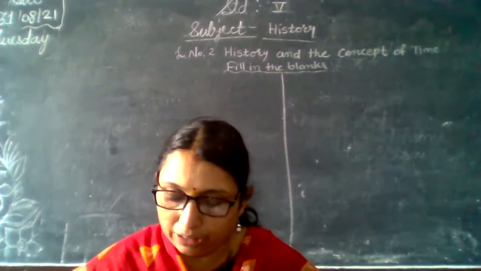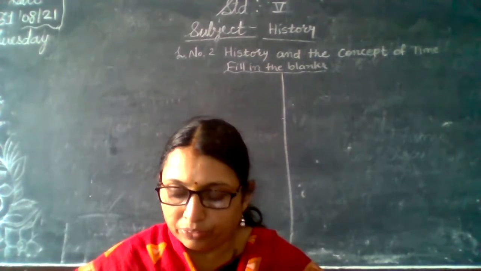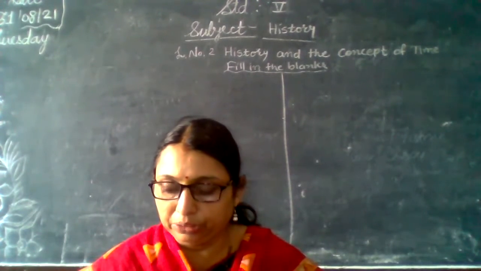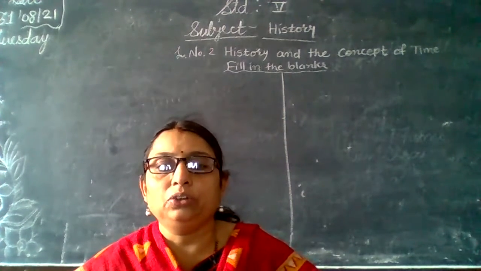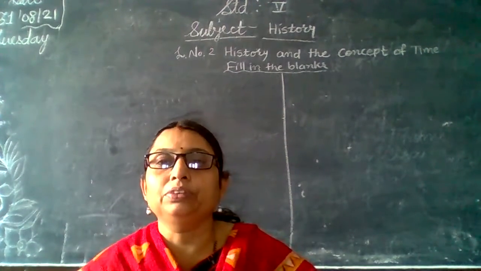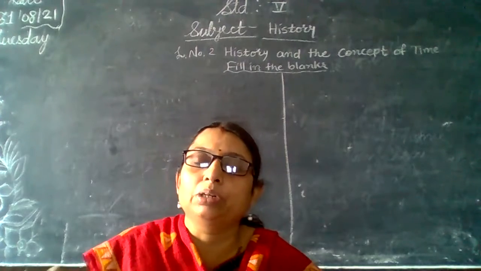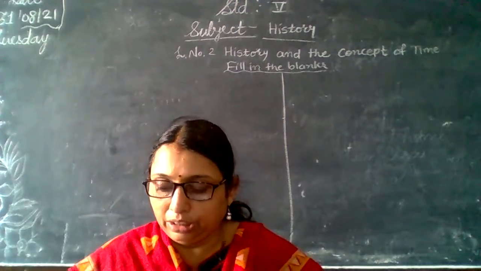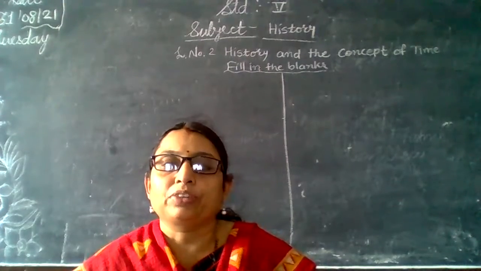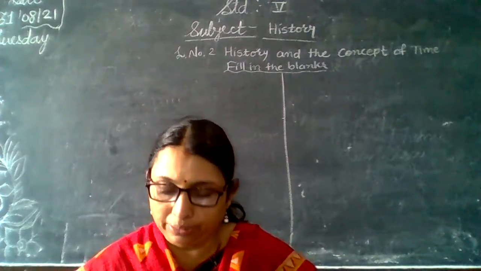Don't forget. And those after the beginning are denoted as Anno Domini, AD, which means in the year of our Lord. AD means Anno Domini, after the birth of Jesus Christ. BC, before the birth of Jesus Christ. And Anno Domini, AD means in the year of our Lord.